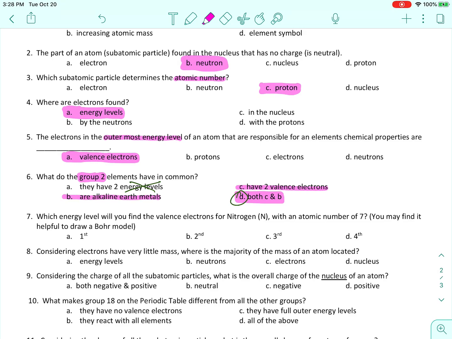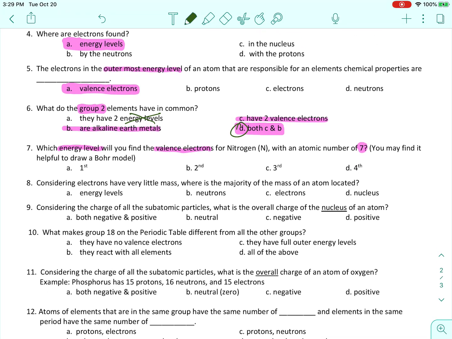Which energy level will you find valence electrons for nitrogen? So we're looking at what energy level will we find the valence electrons for nitrogen, which has an atomic number of 7. You may find it helpful to draw a Bohr model. Okay, you can draw a Bohr model, or we can just do the electron configuration and figure it out as well. So let's do that. So it has an atomic number of 7, so that means that it's also going to have 7 electrons. How many electrons go in the first energy level? 2. So for our configuration, we're going to start with 2.